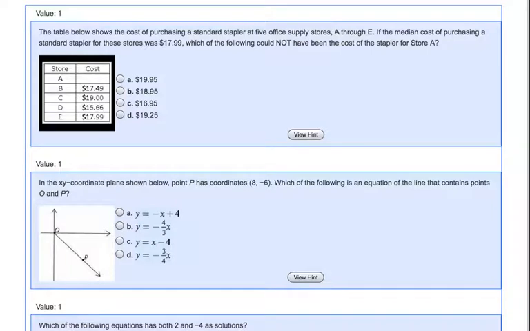The table below shows the cost of purchasing a standard stapler at 5 office supplies stores, A through E. If the median cost of purchasing a standard stapler for this store was $17.99, which of the following could not have been the cost of the stapler for store A?